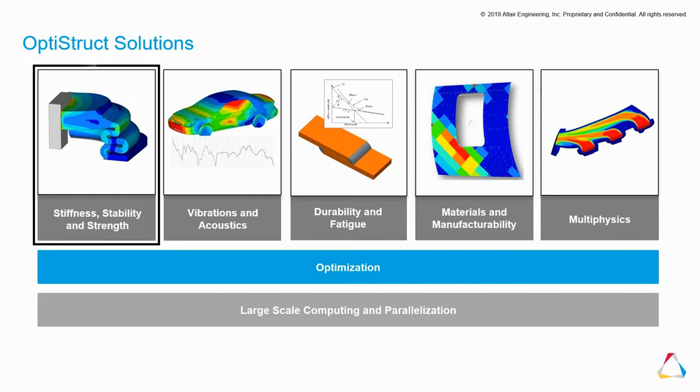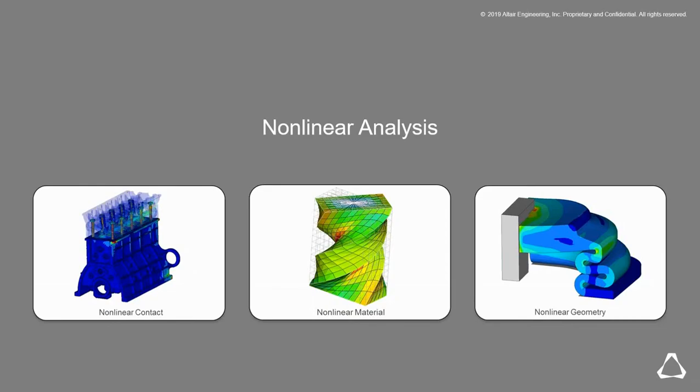So for the scope of today's presentation, I want to focus on three aspects of the OptiStruct solutions. The first one is on stiffness, stability, and strength. We'll also look at some capabilities on the multi-physics side, and then focus on the large-scale computing. But to start with, let's look at some of the capabilities for stiffness, strength, and stability. And I want to focus just on the nonlinear analysis capabilities.